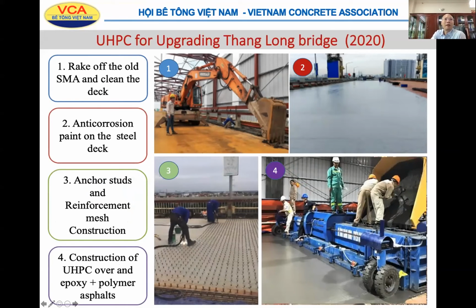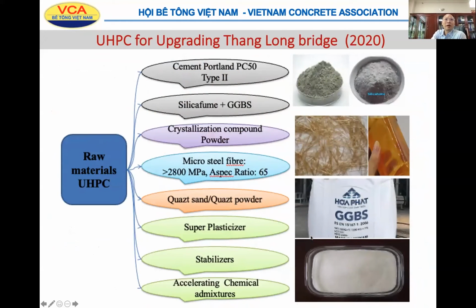The first step, we erect off the old SMA and clean the deck, and then we use zinc paint, anti-corrosion. And we anchor the stud and reinforcement mesh, the third step, and finally use the UHPC for overlay. The UHPC used here, we use with Portland cement 50, silica fume.